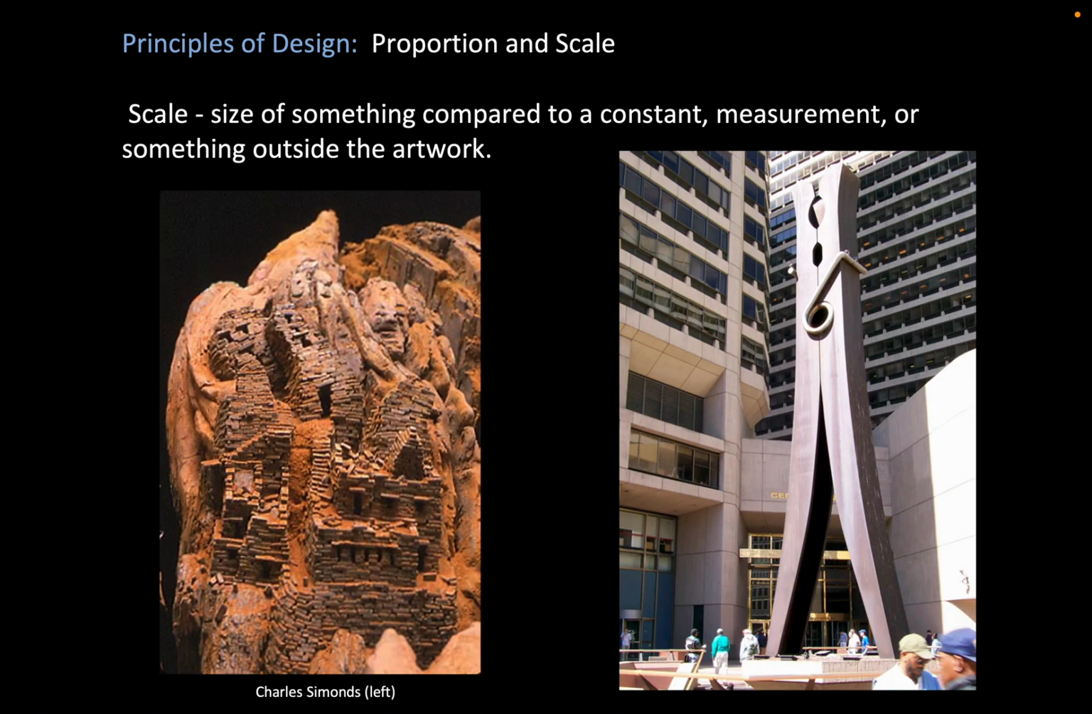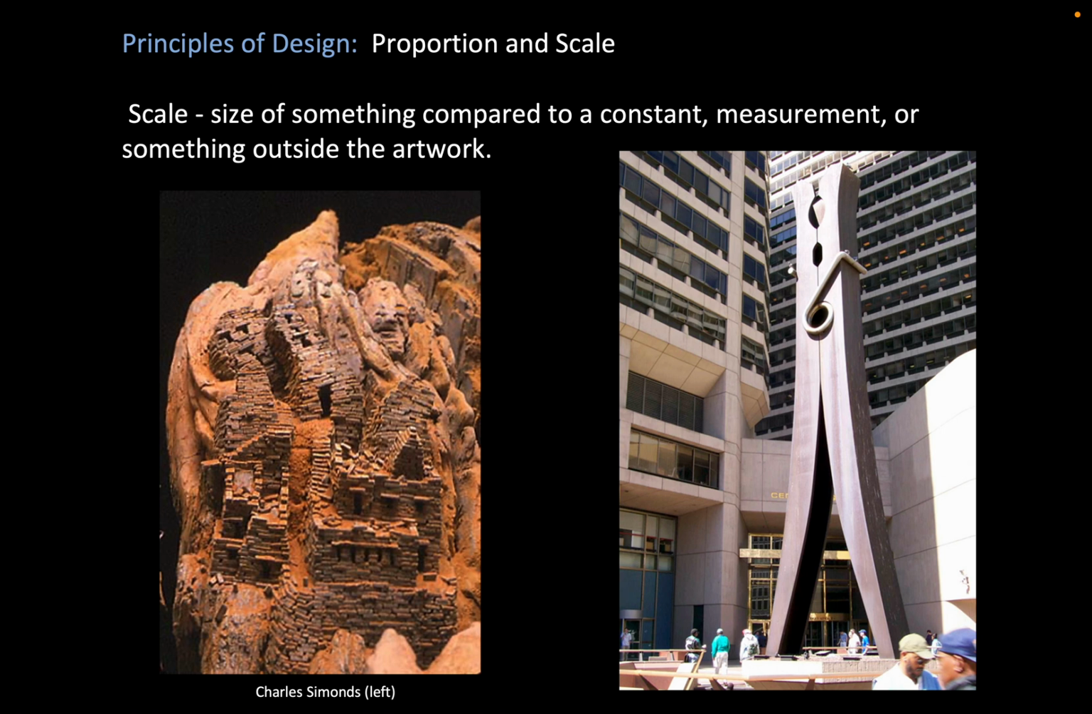Now, scale also is about size relationships, but instead of comparing things within an artwork, you are comparing size relationships in an artwork to something outside of that artwork. So kind of a shorthand way of talking about this would be enlarging something or shrinking something. Look on the left here. Here is a little work by an artist named Charles Simmons, who makes little tiny miniature civilizations, kind of fake civilizations out of little tiny bricks. And he places them in various locations in which that contrast is heightened.